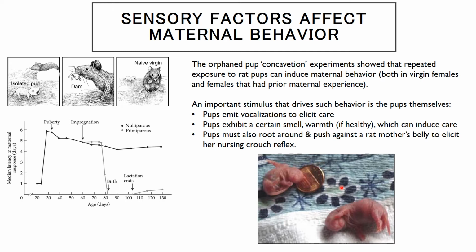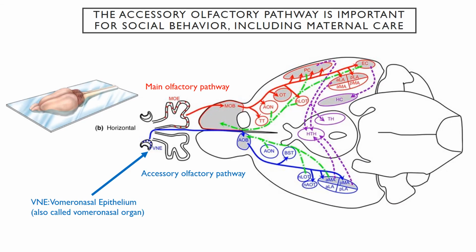So there's all kinds of factors happening here. There's a lot of tactile, smell, some vision, plenty of auditory stimulation. All these factors are what the pup is emitting in order to induce the female rat to show mothering behavior. Let's talk a little about some of the olfactory cues. This is a very complex circuit. I do not expect you to have this memorized. We have talked about the circuit on the right.